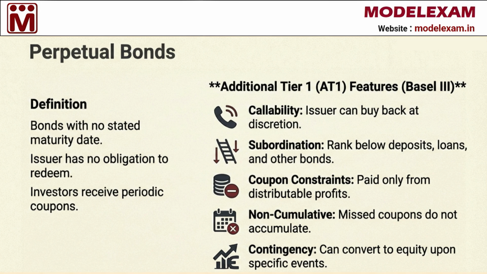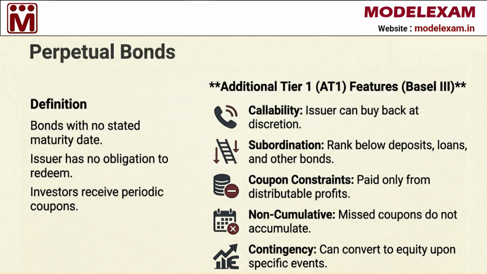Finally, we have perpetual bonds. As the name suggests, these bonds do not have a maturity date. The issuer is not obligated to ever pay back the principal amount, but they must pay coupons forever. In India, banks often issue these as additional Tier 1 or AT1 bonds to meet Basel III norms.